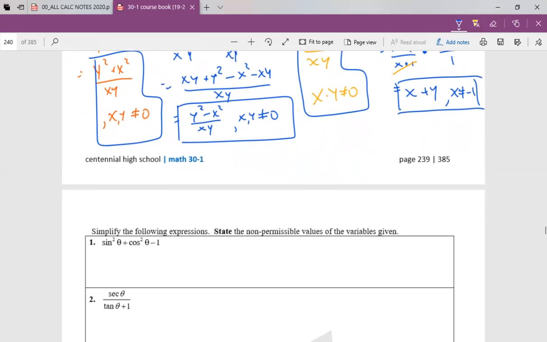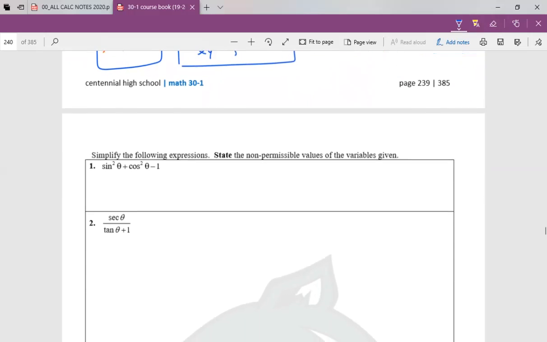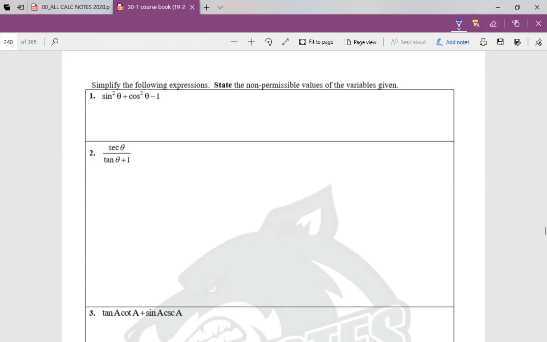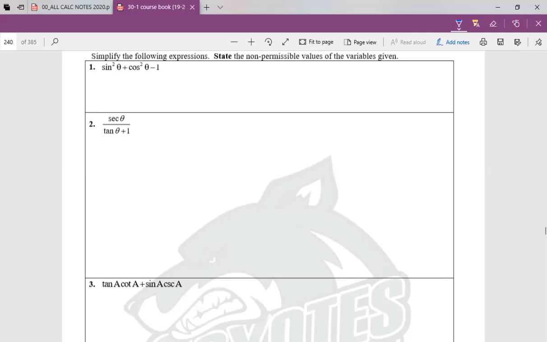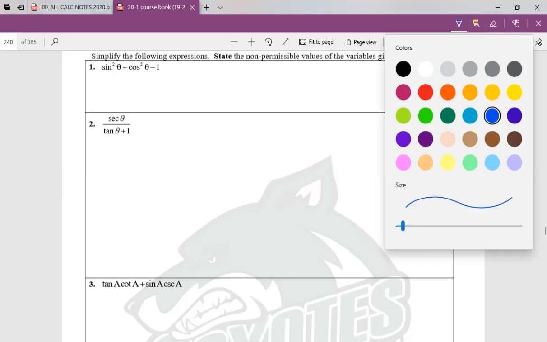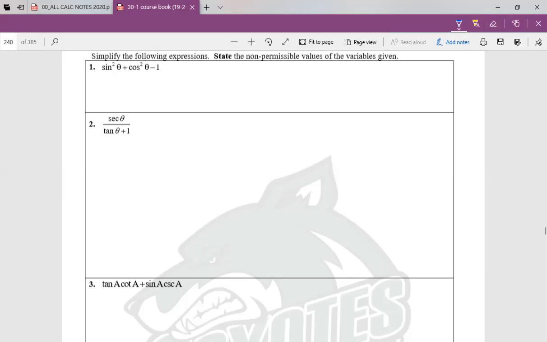All right, so a little bit of review behind us now. We can start to move forward. What does this look like with trig? Sine squared plus cos squared minus 1. Sine squared theta plus cos squared theta minus 1. What is this equal to?